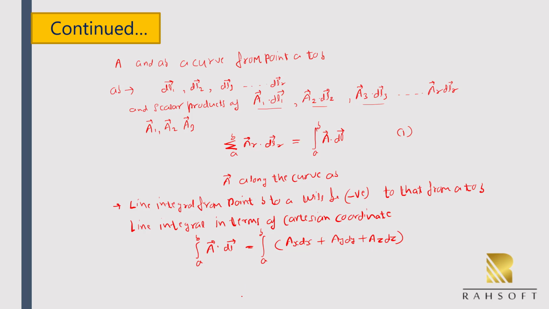So if A represents force on a particle moving along the curve AB, then the line integral of F over the path described by the particle represents the work done. So this work done, W, is the integral from A to B of F dot dl.